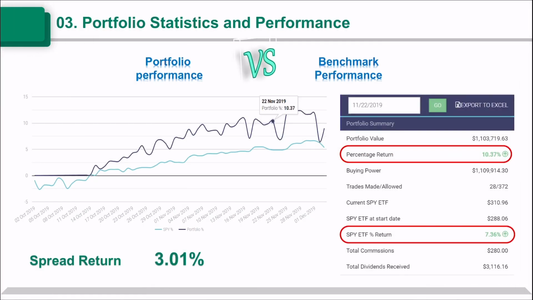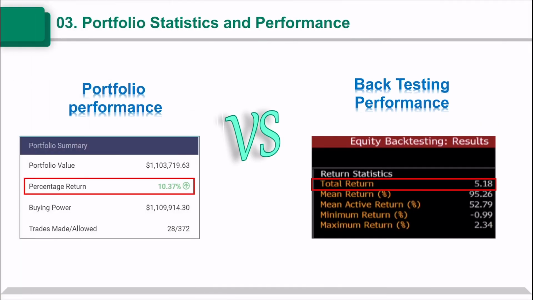Let's compare our performance with several benchmarks. The most important benchmark for our portfolio is the SP 500. Our objective is also based on this benchmark. As you can see from the picture here, we can happily conclude that we have achieved our goal of beating the SP 500 index. Our spread return is 3.01%. Compared with the backtest, we even achieved higher return in the real trading month.